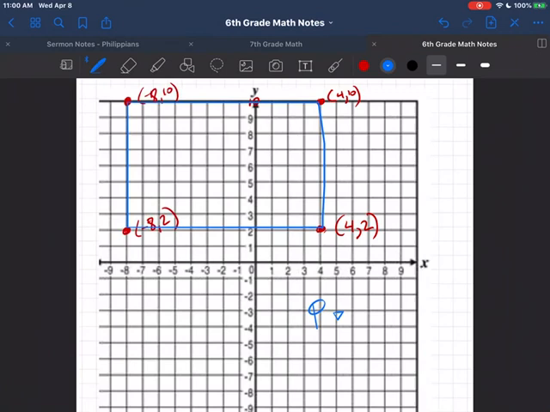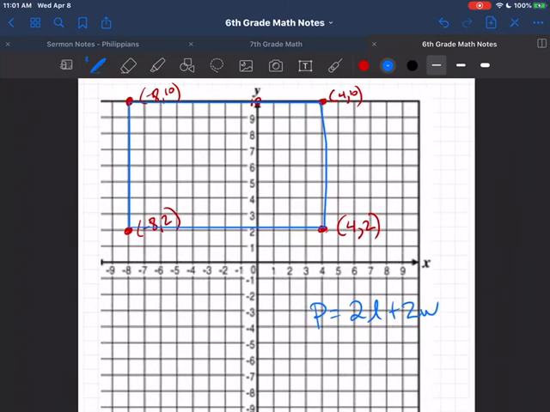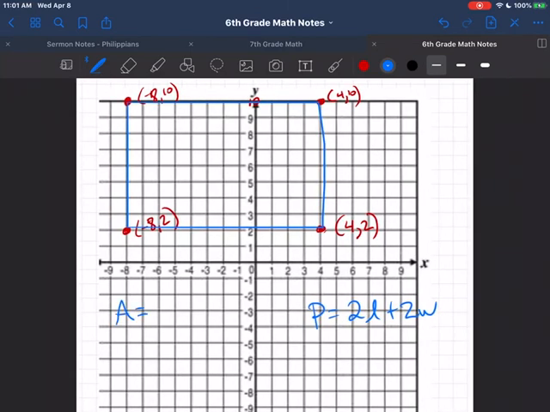Because remember, perimeter is equal to 2 times the length plus 2 times the width, right? And then we're going to have to figure out the area, I believe is the other thing, which is length times width. So we need to know what they are. So what is this length?